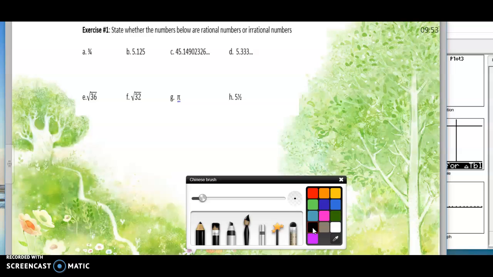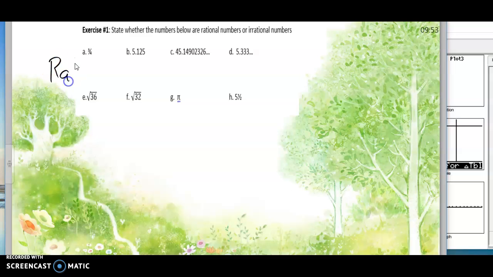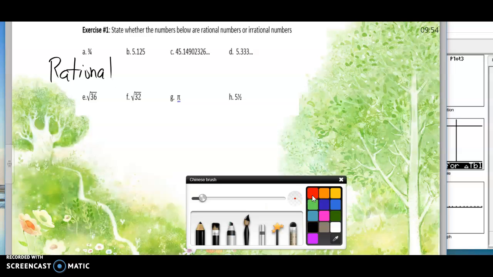So here we go, 3/4. Well, what do we know about 3/4? It's a fraction. So because it's a fraction, it's a rational number. Okay? First one there. Letter B. Well, this once again is a number with 3 decimal values after the decimal point. So 125 thousandths. And this, because it ends, is another rational number. Maybe I'll change the color as we go here.